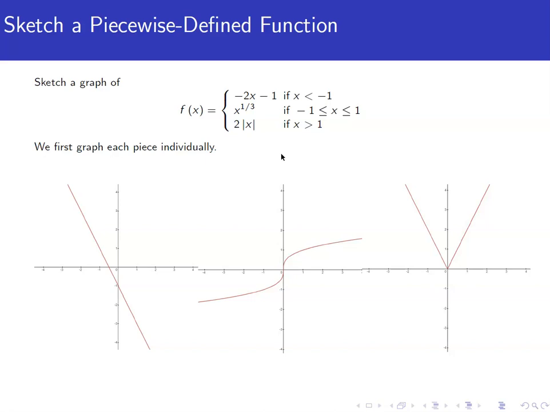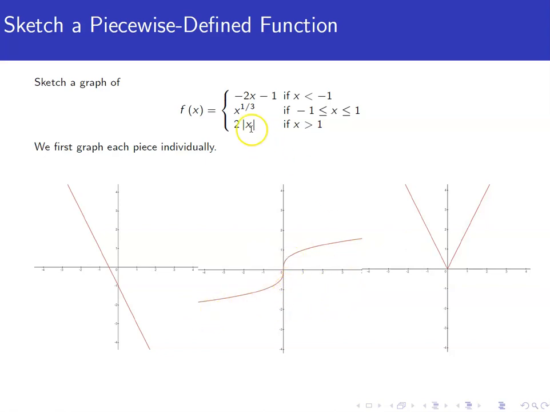So we're going to start this off by graphing each piece individually. The first piece is a line, has a y-intercept of negative 1, and has a slope of negative 2, so it's sloping down to the right. The second piece is a root function. It's an odd root, so the domain would be negative infinity to infinity. It increases here, it's flat on the ends and steep in the middle.